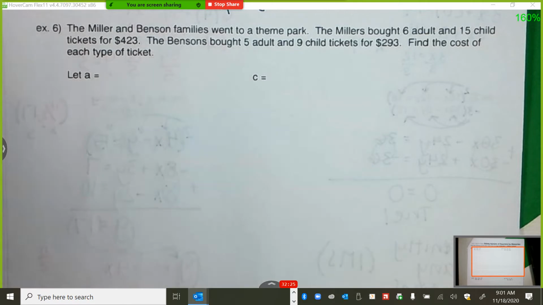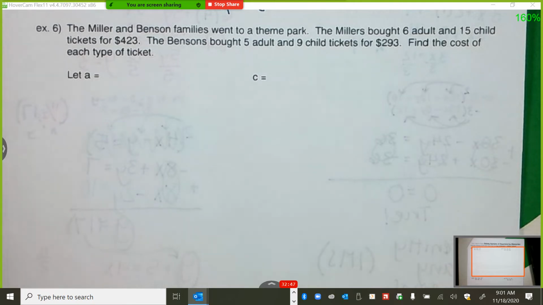Okay, the Miller and Benson family went to a theme park. The Millers bought 6 tickets and 15 child tickets for $423. The Bensons bought 5 adult tickets and 9 child tickets for $293. Find the cost of each type of ticket. So freeze, read that last sentence again. Find the cost of each type of ticket.